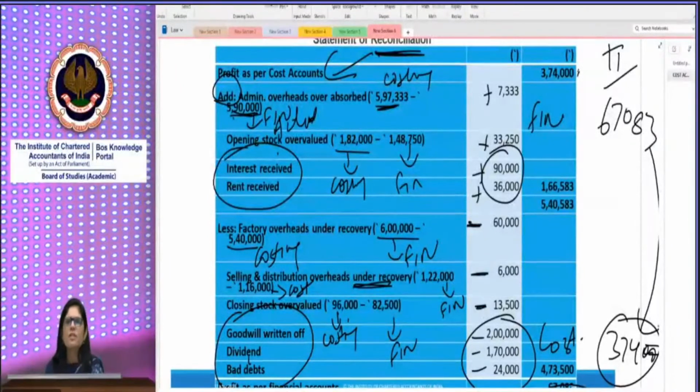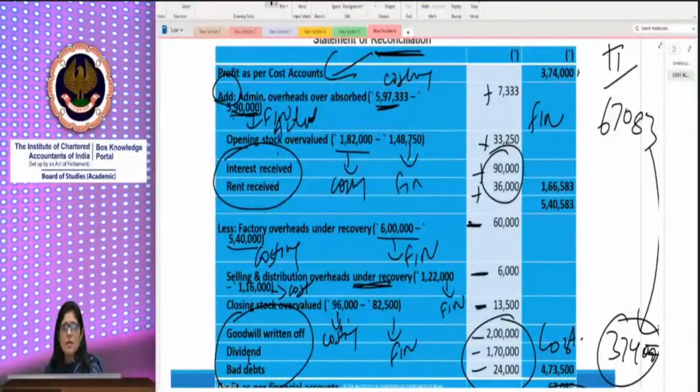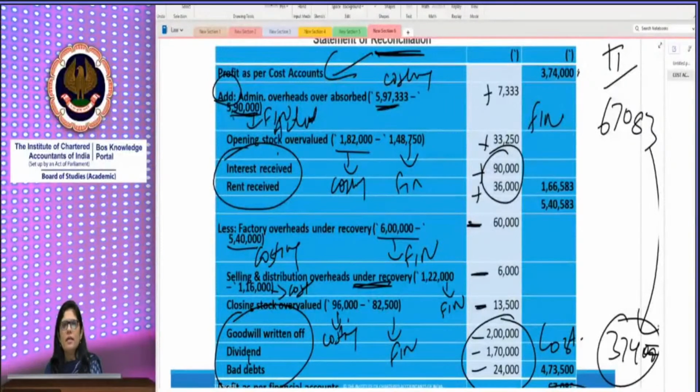In this question, they have reconciled costing profit with financial profit. You repeat this question, you reconcile financial profit with costing profit. Do it both ways, you will understand. The only fundamental is whatever you're taking as a base, do it accordingly. If you are taking financial profit as the base, take everything as per financial accounts. Clear? So this is the basic fundamental.